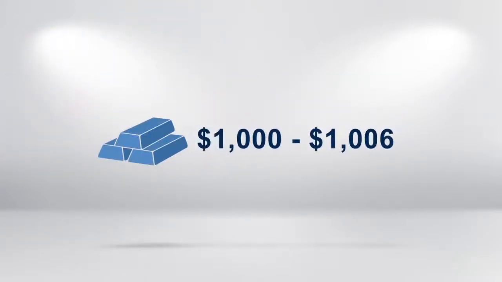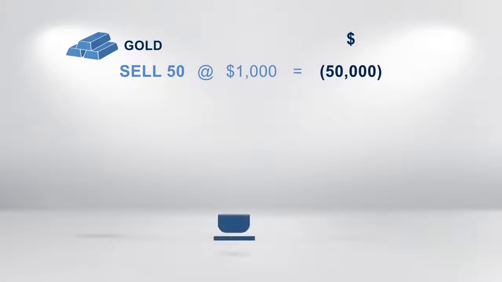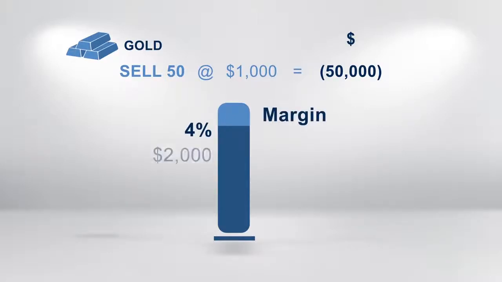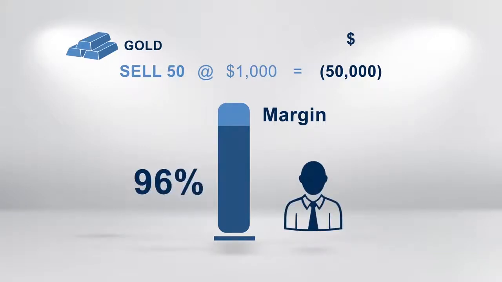Back to gold, which is trading at $1,000 to $1,006 an ounce. You sell a CFD on 50 ounces at $1,000. That's $50,000 of notional investment. In this case, you might put in 4% cash margin of $2,000. Your broker finances the other 96% of the sale. Now this trade then is 25 times leveraged.